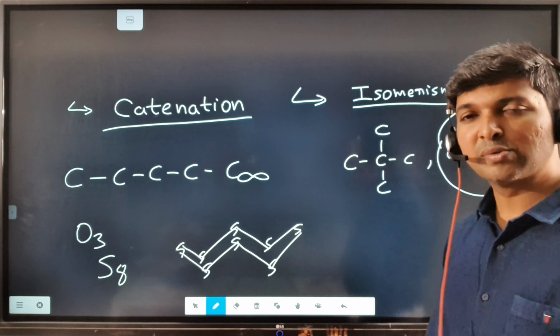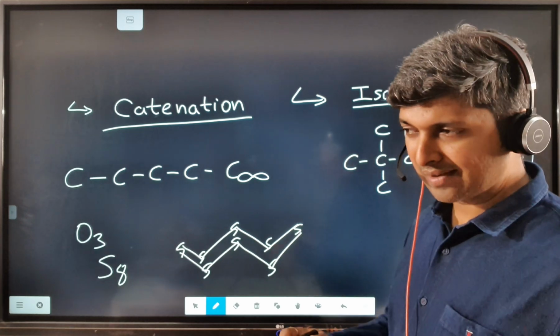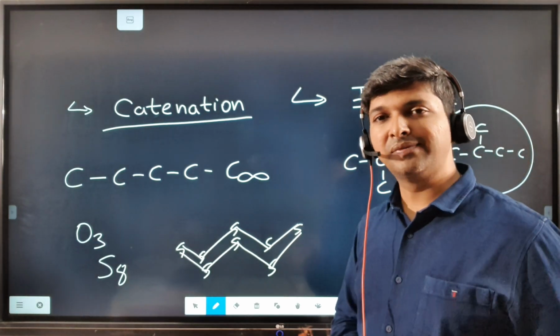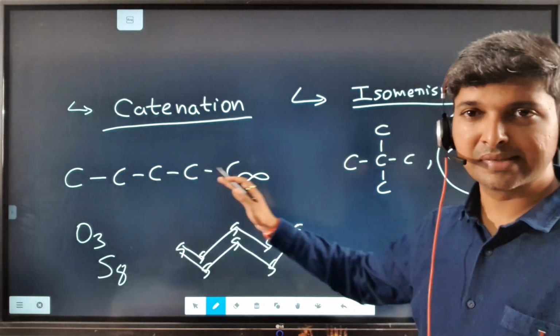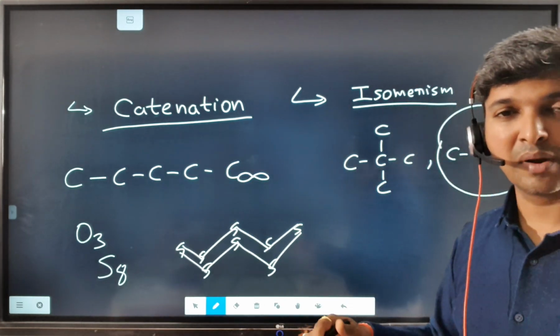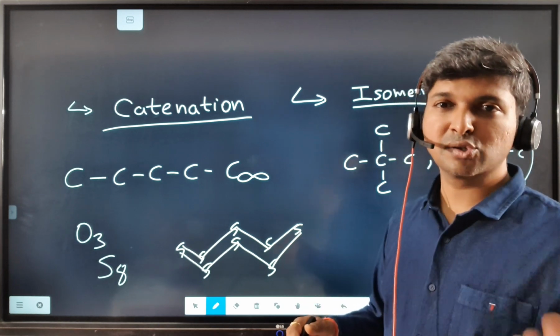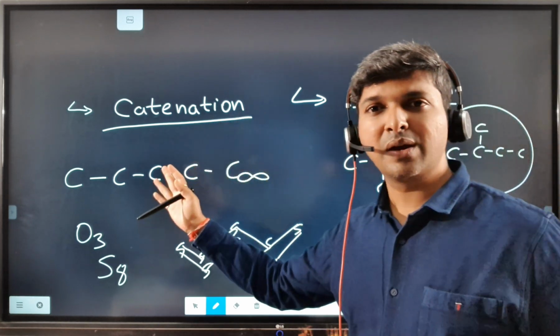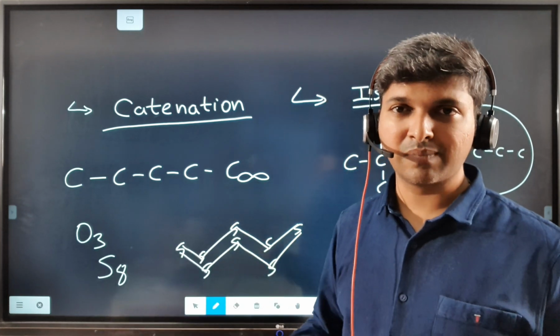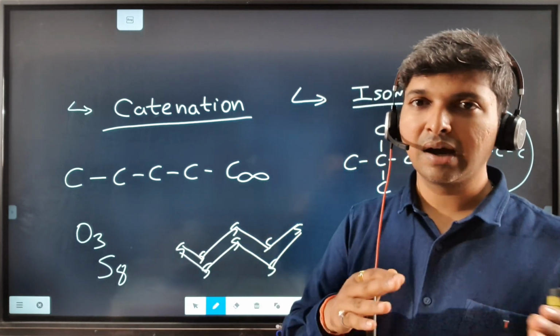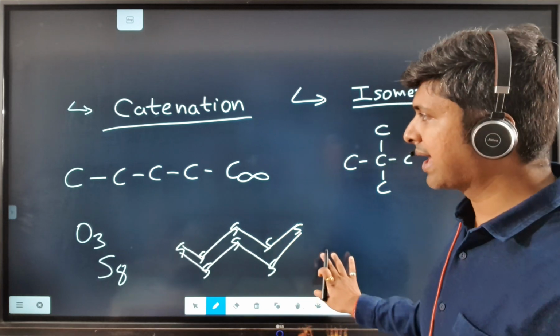So isomerism is two structures having the same molecular formula but different structural formula. With the same 5 carbons I was able to form different compounds, and with higher number of carbons the isomers also increased. So one thing was because of catenation, another thing because of isomerism, it led to an explosion of compounds, and that's why we had to form a separate branch called organic chemistry.